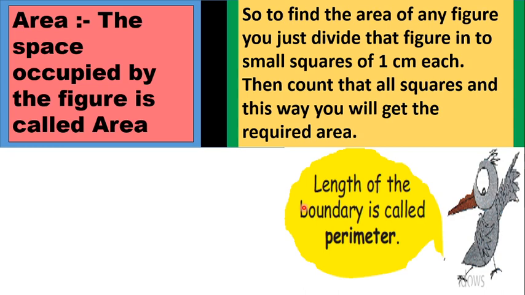There are different words associated with the perimeter. The first one is perimeter, the second one is boundary, and the third one is fencing. So these three words we actually see in this chapter. The meaning of these three words is the same, that is perimeter.